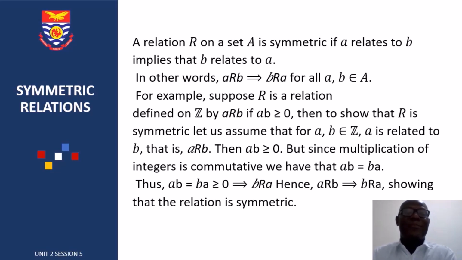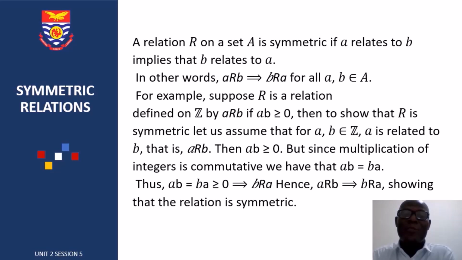Symmetric relations. A relation R on a set A is symmetric if a relates to b implies b relates to a. In other words, a R b implies b R a for all a, b belonging to A.